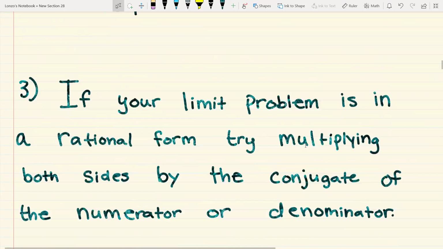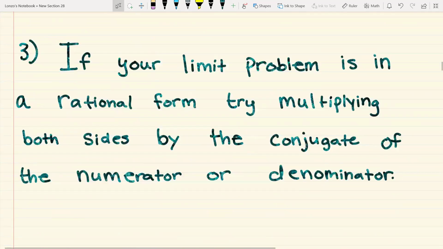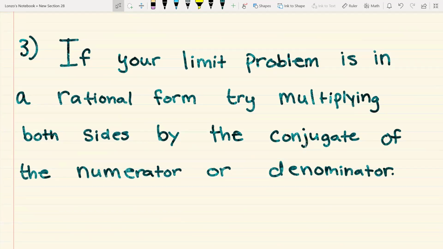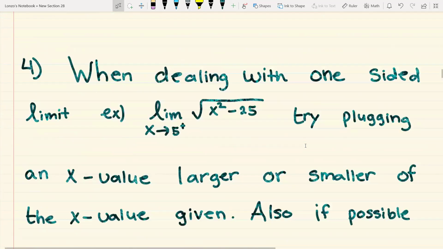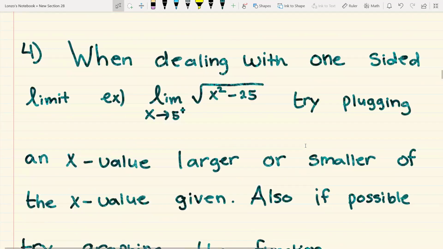Okay, so if that doesn't work, if your limit problem is a rational function, try multiplying both sides by the conjugate of the numerator and denominator. So yeah, sometimes you can get away with it by multiplying top and bottom by the conjugate of the numerator and denominator, and I'll explain.